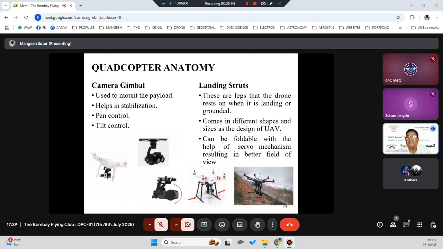Landing truss. These are the legs that the drone rests on when it is landing or grounded. Okay, they come in different shapes and sizes. So depending upon different drones, there will be a different landing truss. Again, these landing trusses are foldable, mechanizable. Some are even hydraulic, and spring loaded ones are also available. So different types of landing truss or landing gears are available.